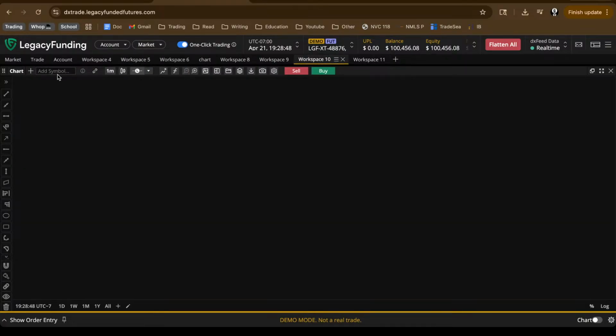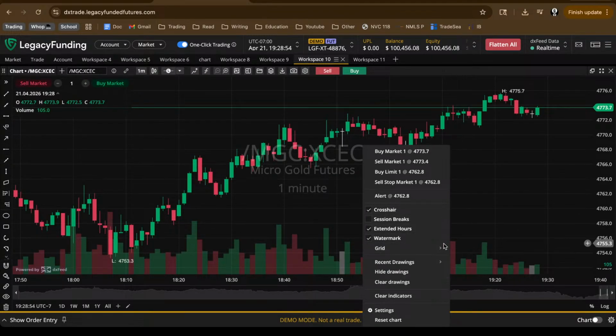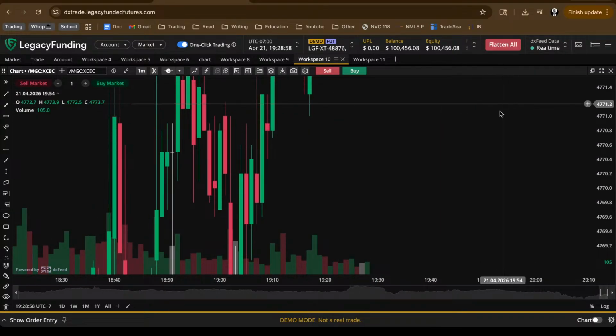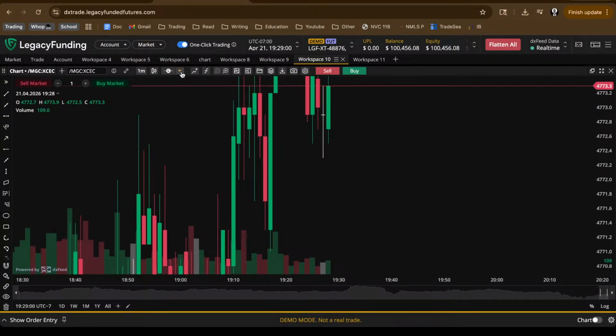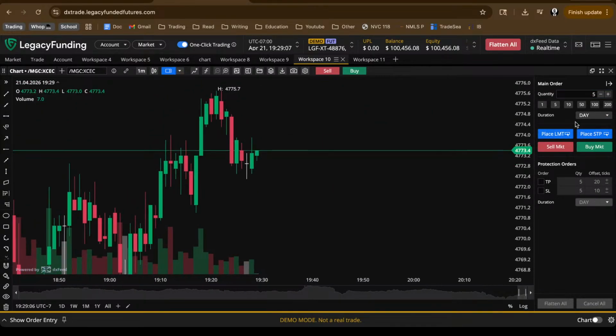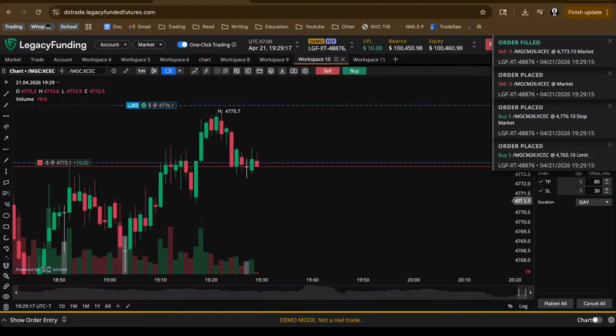Chart. MGC. I just have to refresh all of this stuff. Alrighty. So go over to trade bar. Put this up to 5 micros. And what we're going to do is place a TP of around, let's do 80 ticks. Stop loss stays at 30. Sell. Boom. 5 micros.